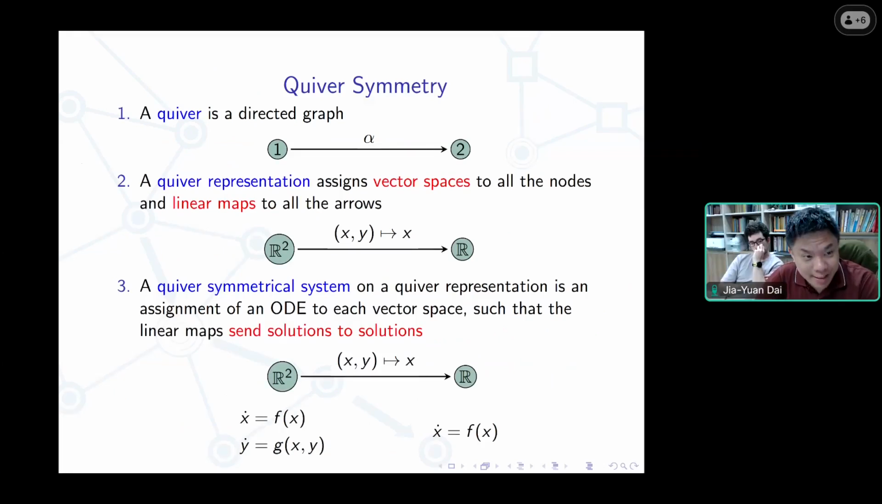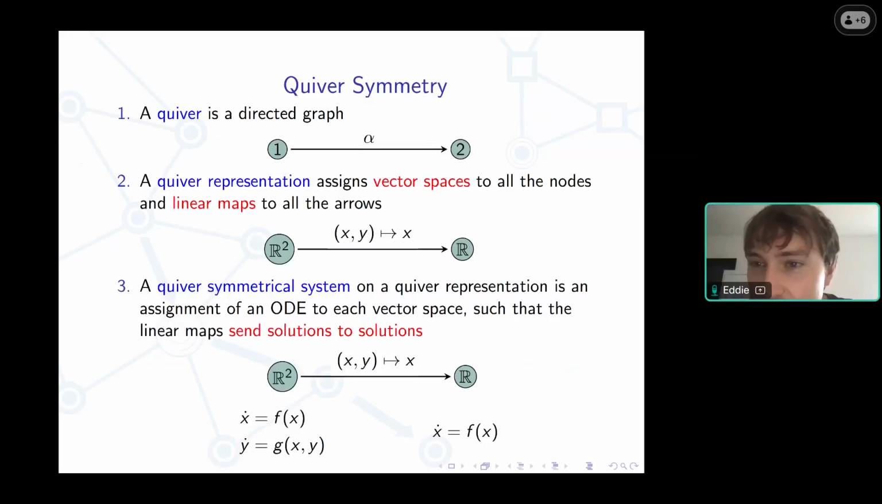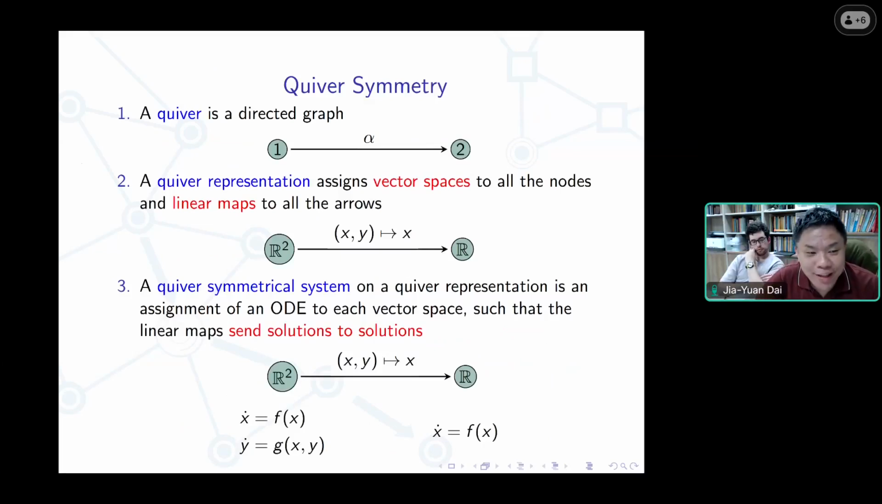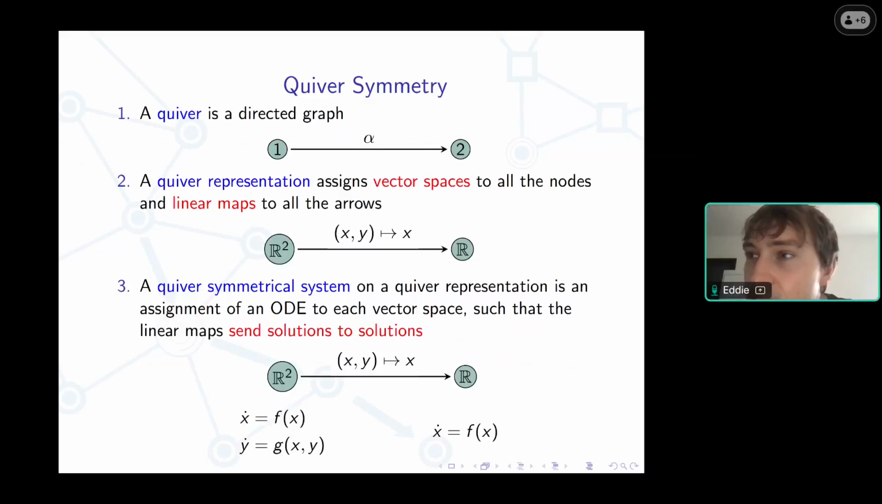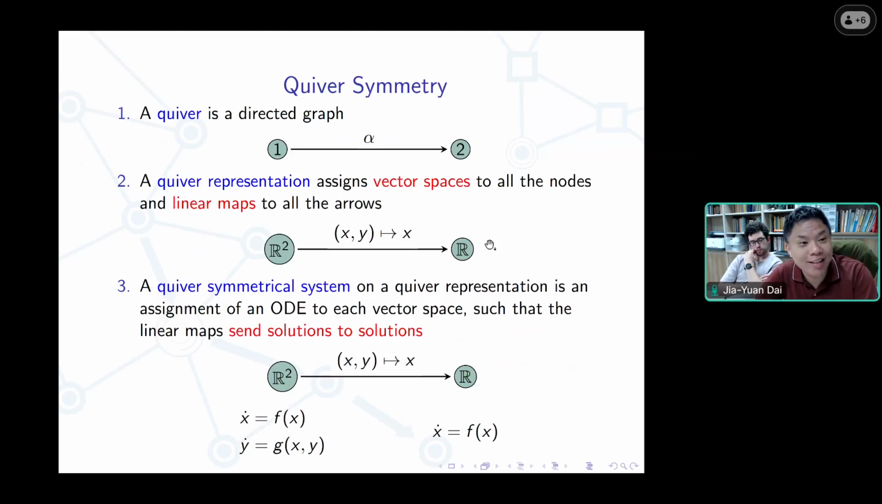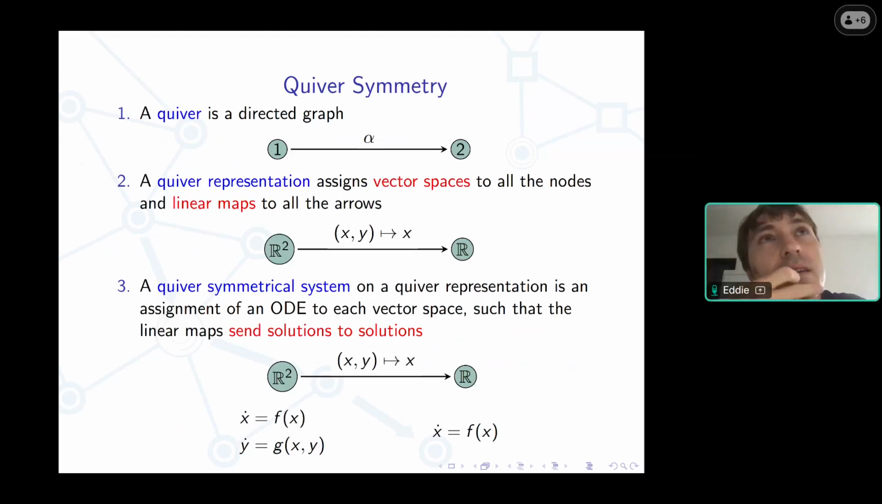The vector spaces as nodes have to be flow invariant. Let me think about that. Because you send solution to solution, so necessarily the vector space must be flow invariant, right? Yes, I think. Oh, sorry, now I see what you mean. Yeah, exactly. It took me a while to think about it that way.